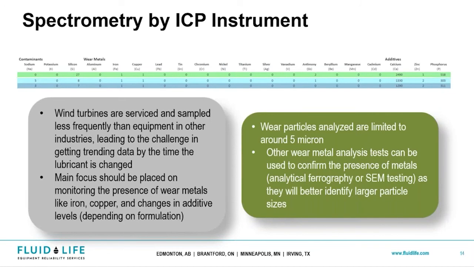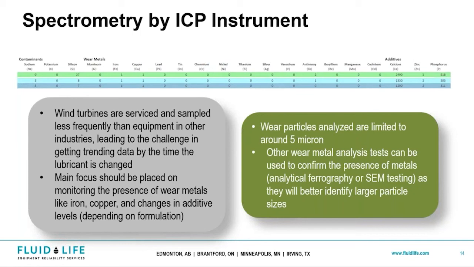And now we have spectrometry by ICP instrument. For those of you who aren't familiar with ICP, you have an instrument that takes the sample in and essentially vaporizes it, and it reports its elemental composition in parts per million, right? So you have different elements that may serve as additives in your grease. That could be detergents, antioxidants, anti-wear, anti-whatever, et cetera.